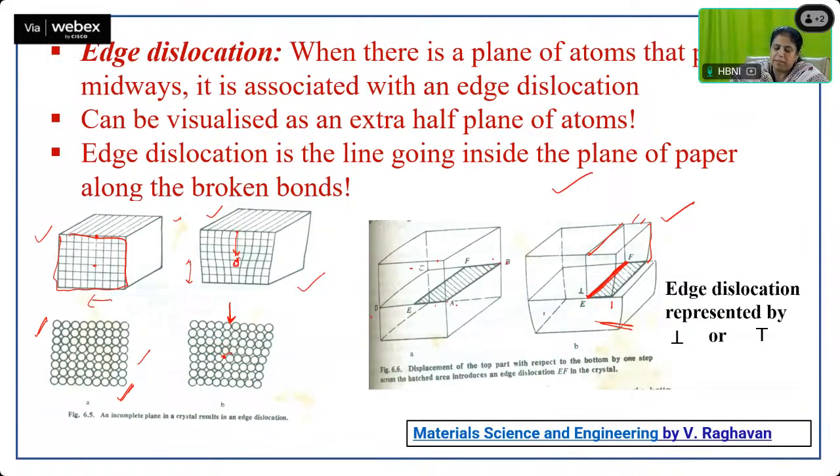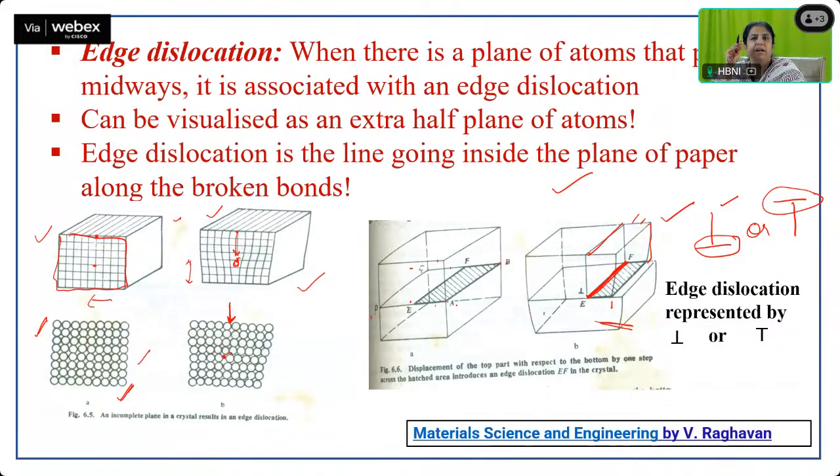The part A, B, F, E is called the slipped part of the plane. The part E, F, C, D is called the unslipped part of the plane. And edge dislocations are represented by this or this symbolically, depending on whether the plane started from the top and then parted midways or it started from the bottom and then parted midways.